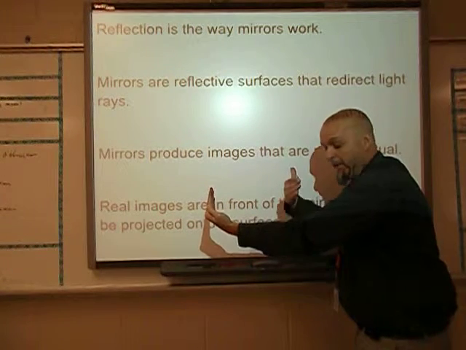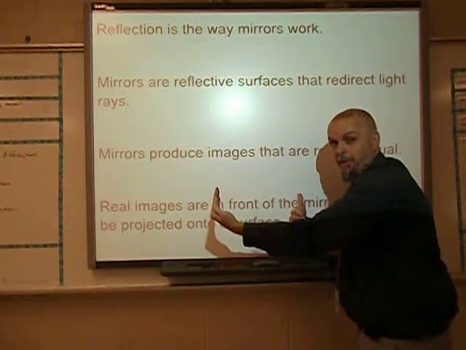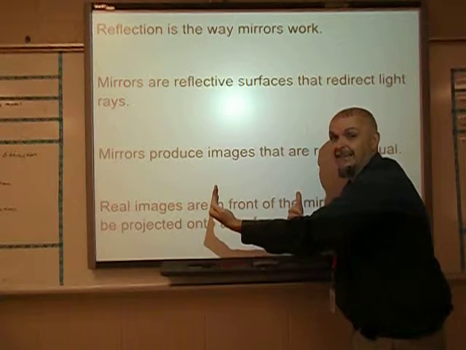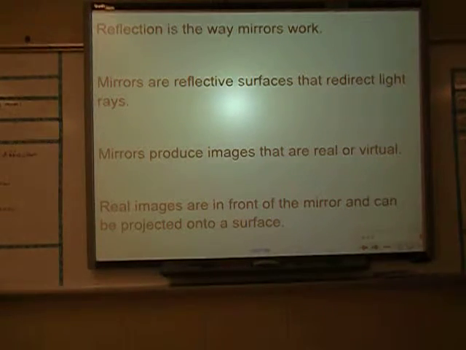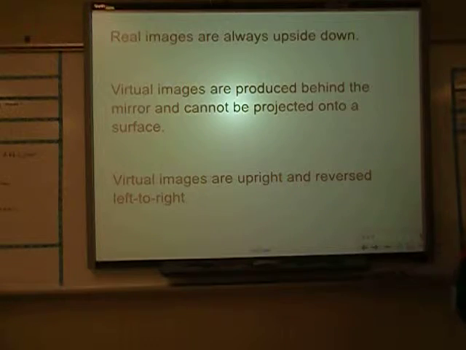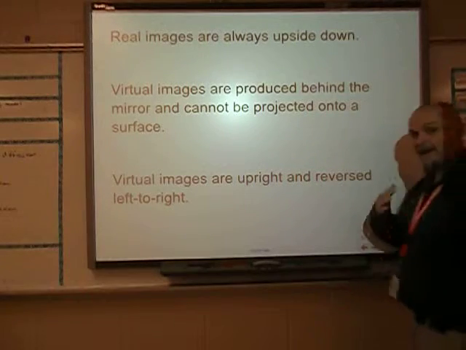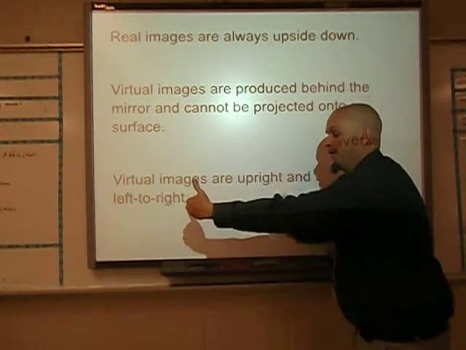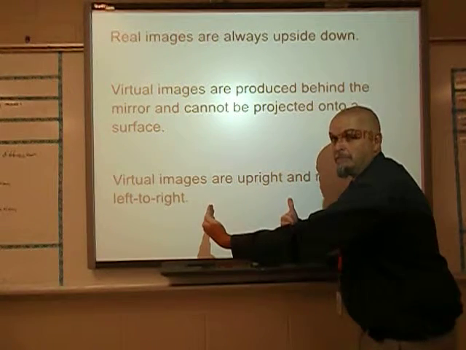And if I held a piece of paper up, I'd be able to see that image on that piece of paper. It would be a projected image. Real images are in front of the mirror and can be projected onto a surface. Real images are upside down. So again, I'd be here, mirror would be here, paper would be here. The image that's on the paper would be upside down.